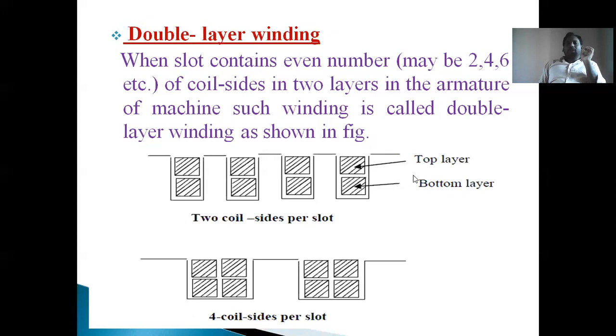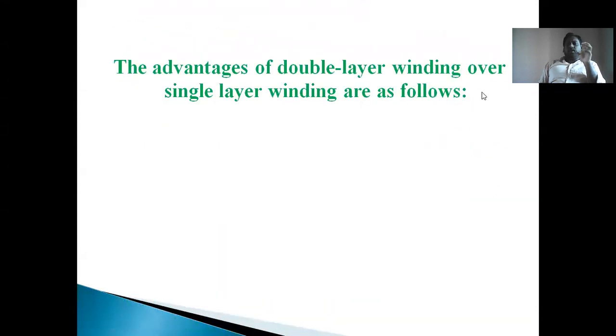Now, what are the advantages of double layer winding over single layer winding? Simply, this arrangement is easier and also less cost. Because if a single layer winding is used, for example, the copper conductor is some 20 meters in length. So that much conductor can be arranged in a single layer. What happened? More number of slots are required in single layer. But if that can be arranged in a double layer, the number of slots is reduced.